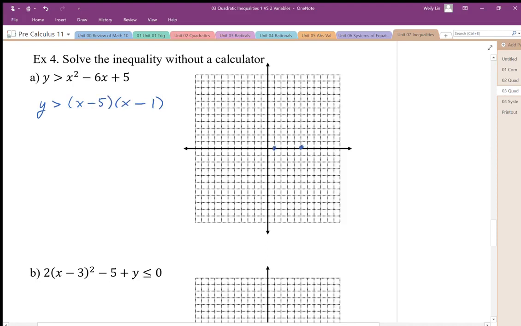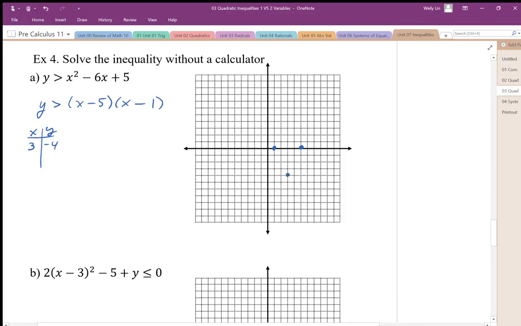I should establish my vertex. My vertex is going to be in the middle, so it's going to be at x equals 3. When I plug 3 in, I get negative, looks like negative 4. So at x equals 3, y equals negative 4.